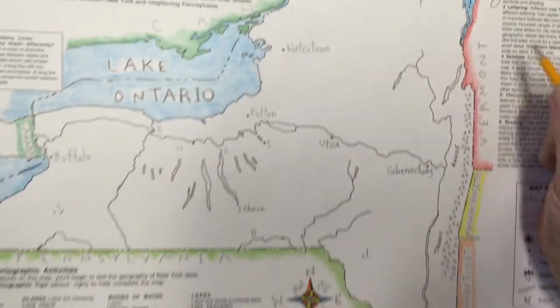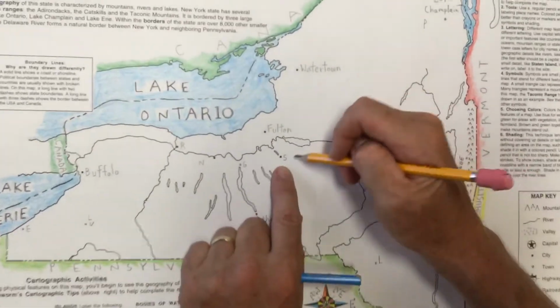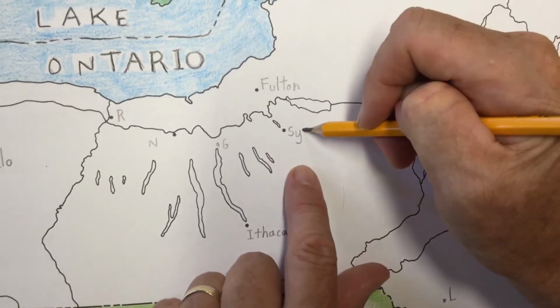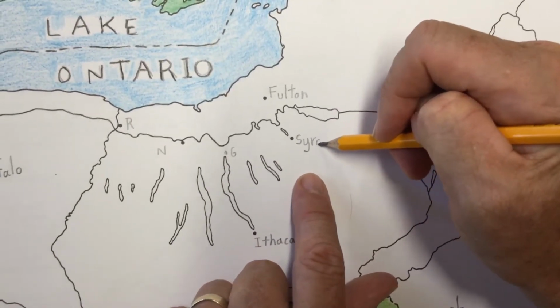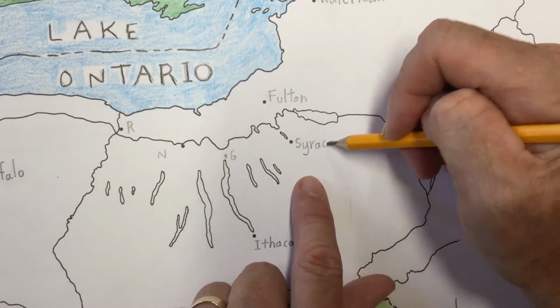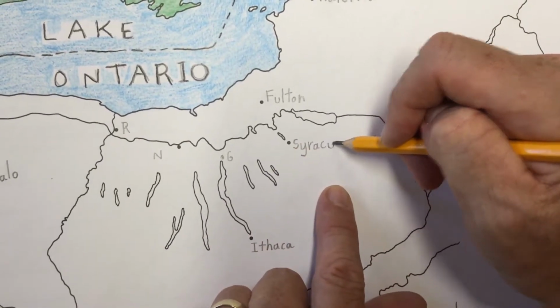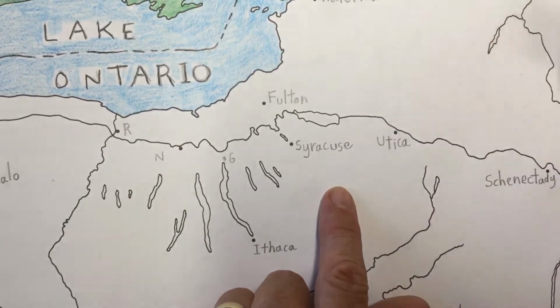Okay. All right, here's a city called Syracuse. Be careful of the spelling of this one as well. Syracuse. S-Y-R-A-C-U-S-E. Syracuse.